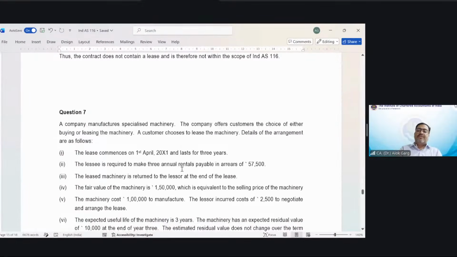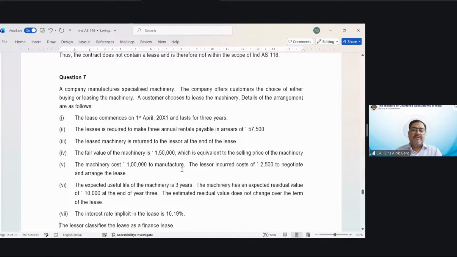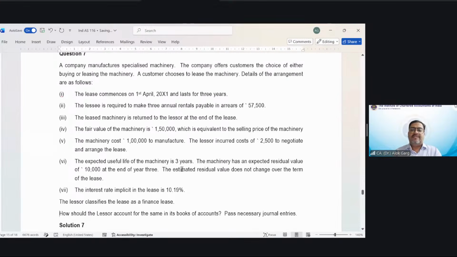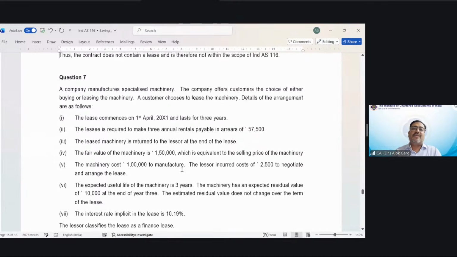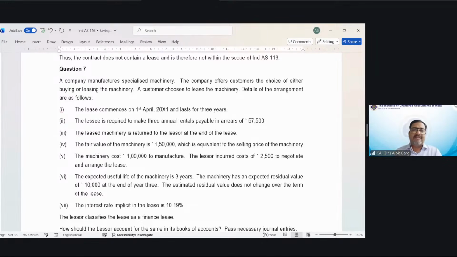Now let's go to question number 7. A good question, a good revision on your lease payments. So this question is talking about lessor accounting. Let's discuss lessor accounting also, so that we'll revise. Question number 7, lessor accounting.